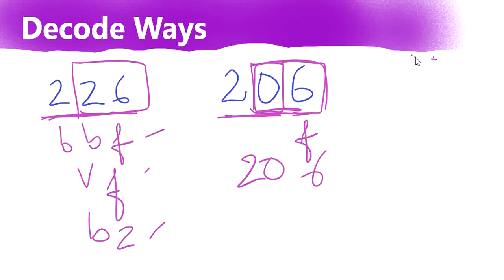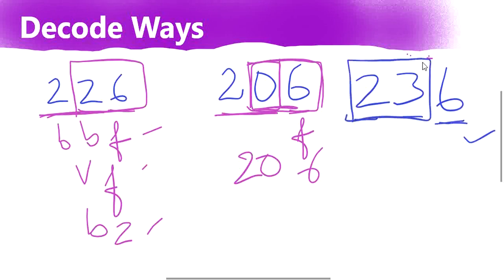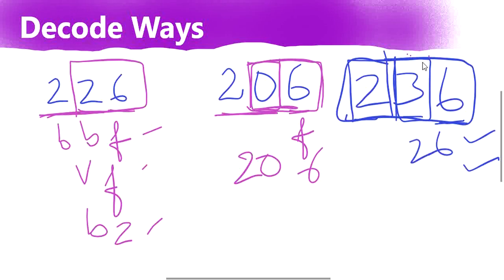And there can be one more case. If your example is 236, in this case, you can consider 2, 3, and 6 separately. That will be one solution. And you can consider 23 and 6 separately. That will be your second solution. But you can't consider 2 alone and 36 together, because 36 is an invalid alphabet. The maximum value should be only 26, not 36.